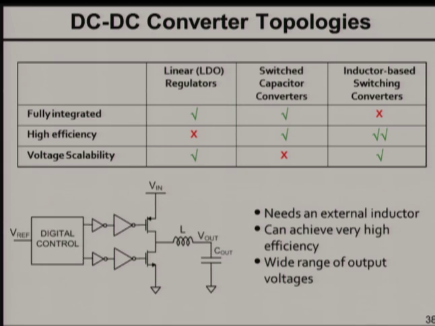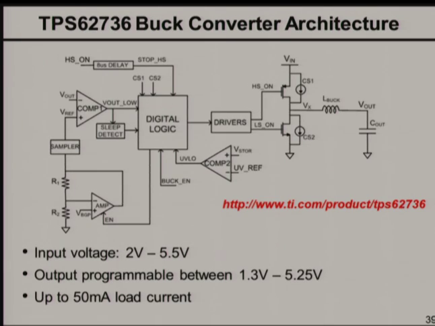And it can provide any output voltage as needed. It could be lower or higher than your storage, and it provides typically greater than 90% efficiency. And so in self-powered applications where the energy efficiency is quite critical, we typically tend to move towards the inductor-based switching regulators. One such example is a commercial IC available, which is used to provide up to 50 milliamps of load current, and operates from an input from 2 to 5.5 volts, provides output voltage between 1.3 to 5.25.